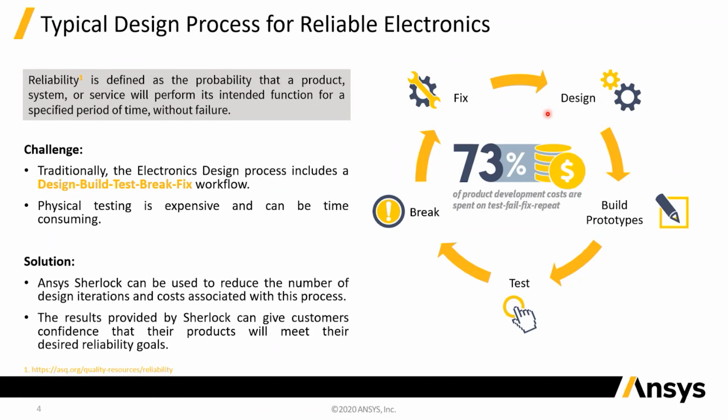And it is not only time consuming, but also costly because it involves a lot of effort and money. Now, if you can replace some of the physical process involved over here using computational models, then you're going to save a lot of time and money. That's where Sherlock comes into the picture. Sherlock can be used to reduce the number of design iterations in this entire cycle, and eventually it can reduce the amount of time that you are going to invest in this entire process.